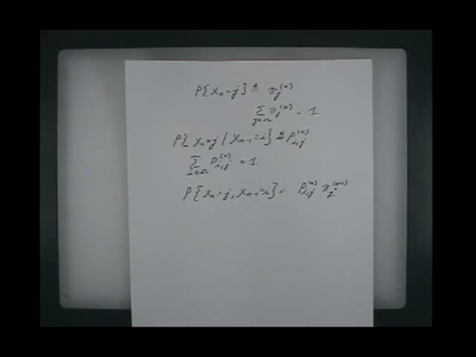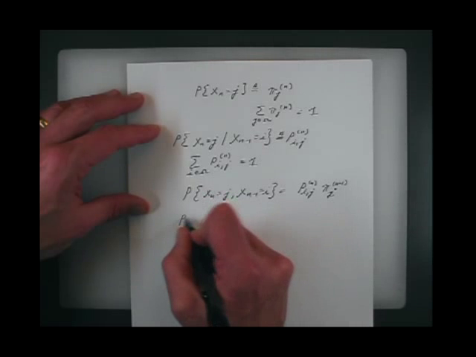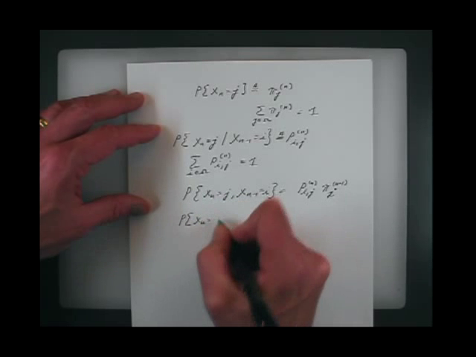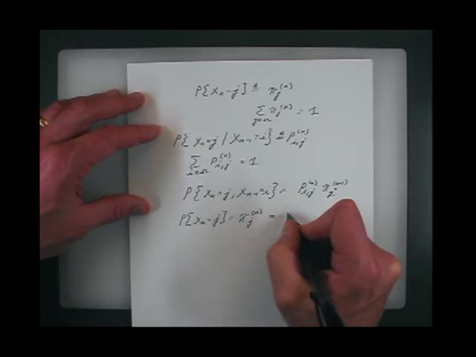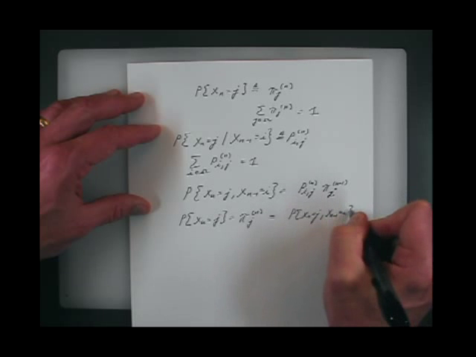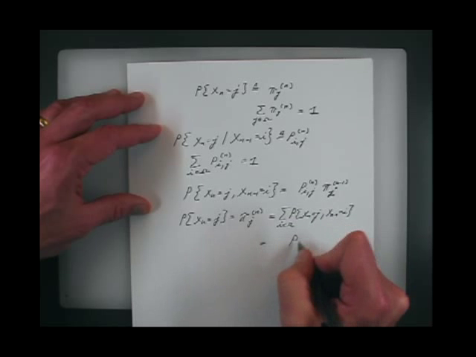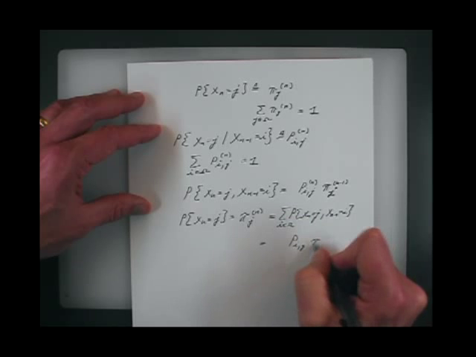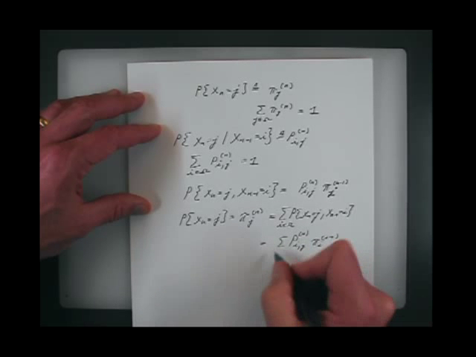Okay. Now, the probability of state Xn equal to J, that's going to be pi J of n, right? That has to be equal to the probability that Xn equals J and Xn minus 1 equals I, summed over I. So that's going to be equal to P I J times pi I of n minus 1, summed over I.